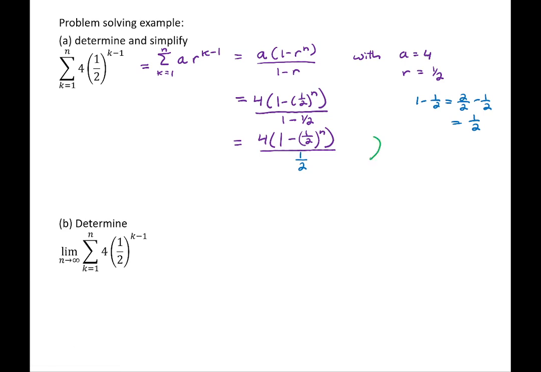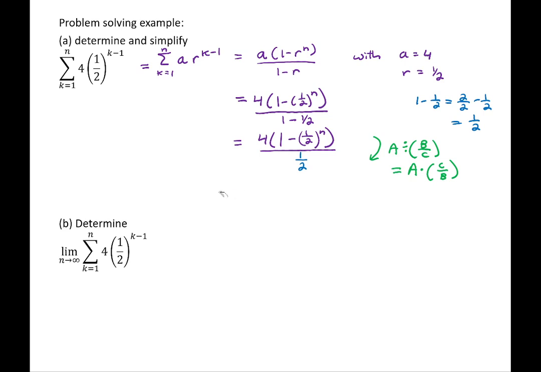Okay, in the next line, I'm going to use a fraction rule. If we have a divided by b over c, we can change that into multiplication by c over b. So you can change a division into multiplication by the reciprocal. So dividing by 2 is the same as multiplying by 1/2. Dividing by half is the same as multiplying by 2. So if we use that rule, we'll get 4.